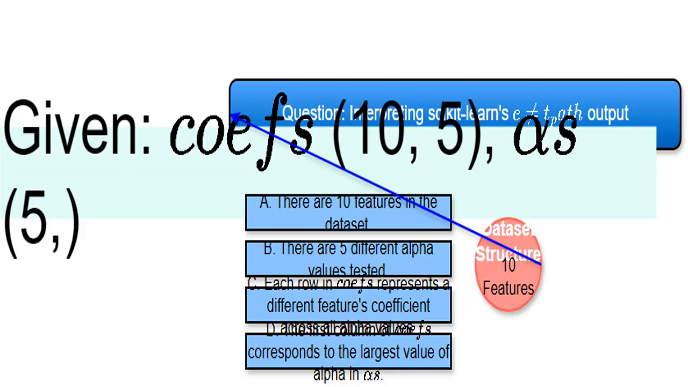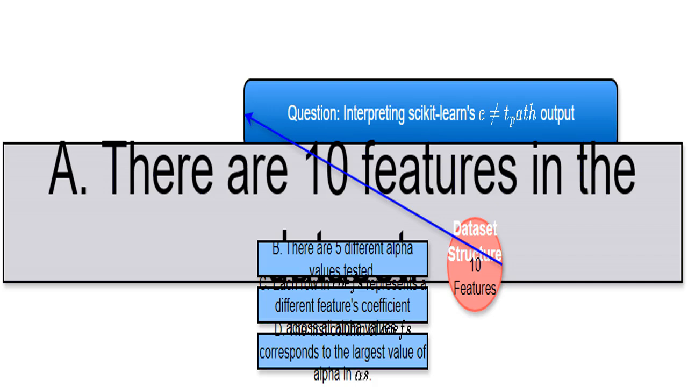We are given that COFS, a matrix of model coefficients, has 10 rows and 5 columns. Alphas, a vector of regularization parameters, has 5 values. The dimensions are key to interpreting the results. I see this as true.